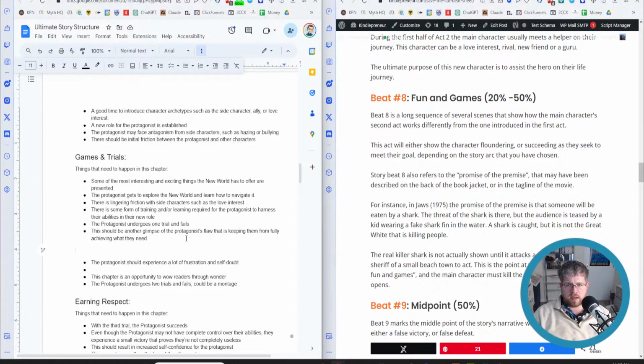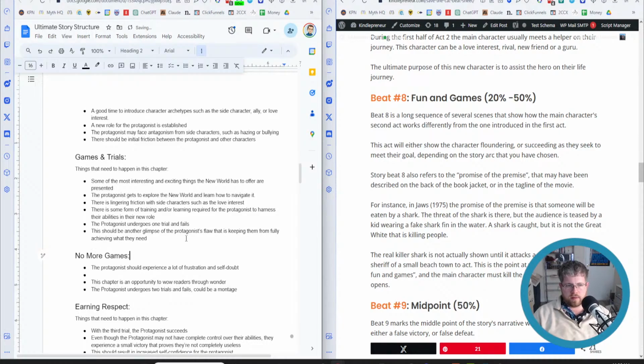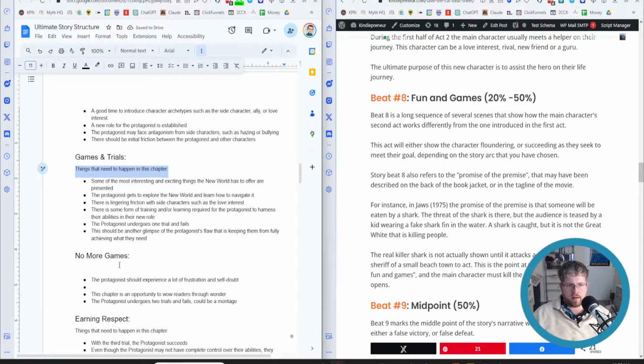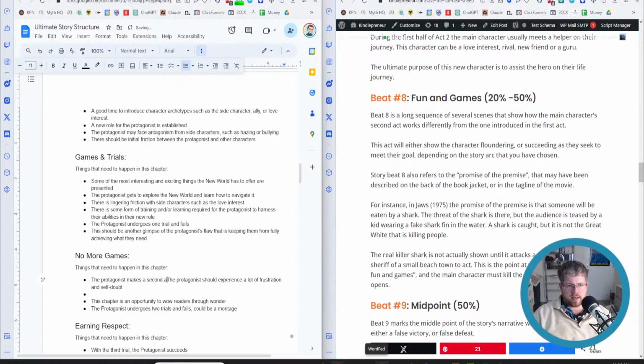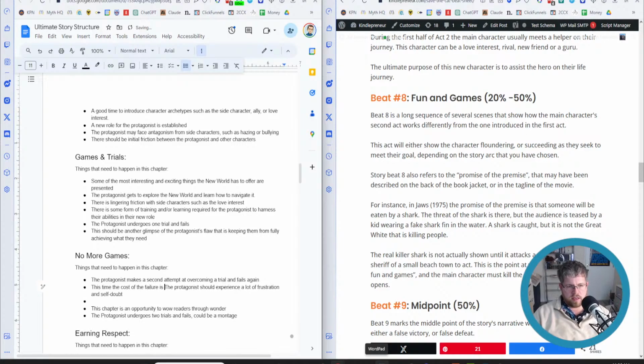And we'll call it No More Games. Things that need to happen in this chapter. The protagonist makes a second attempt at overcoming a trial and fails again. This time, the cost of the failure is more pronounced. The protagonist should experience a lot of frustration and self-doubt.